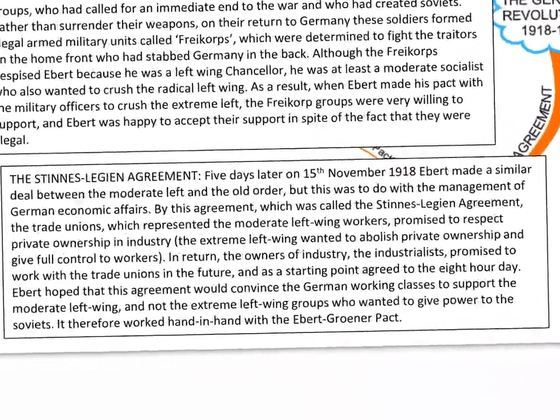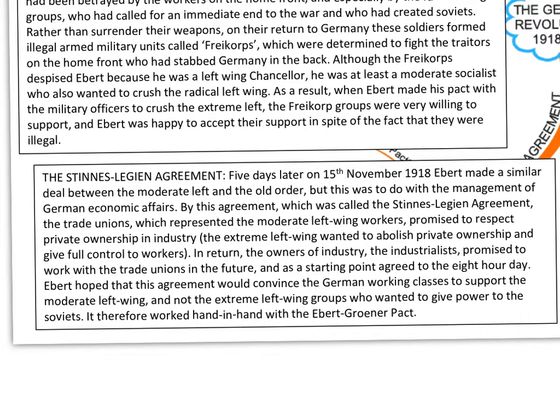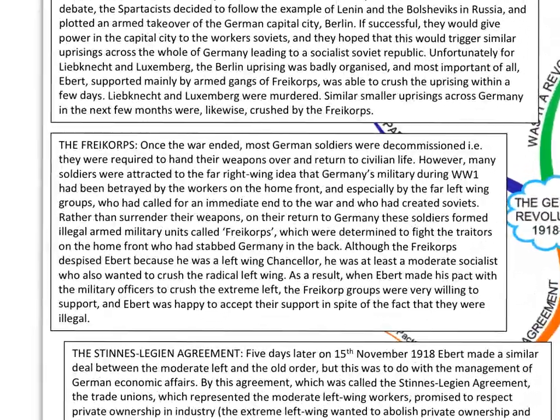And Ebert also made an equivalent agreement, but in economic matters, called the Stinnes-Legien Agreement. That was an agreement for the employers, the businessmen, represented by Stinnes, to enter into conversations with the trade unions, represented by Legien, to work together in terms of labour relations in the workplace. And again, that was an attempt to ensure that the radical left wing didn't take control over the agenda.